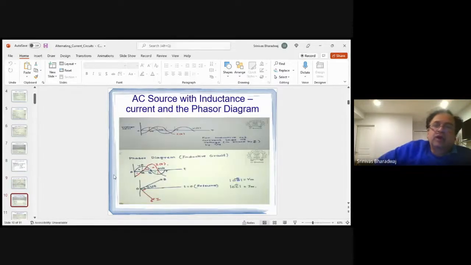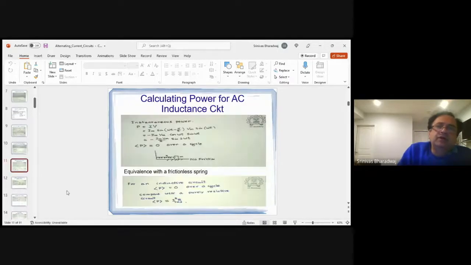Okay. So now what you see is the voltage is here, the current will be 90 degrees behind. So, AC source with inductance, the current and the phasor diagram. The current will lag the voltage by 90 degrees. The opposite is true for a capacitive circuit.